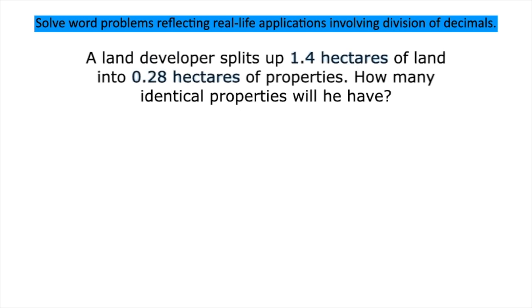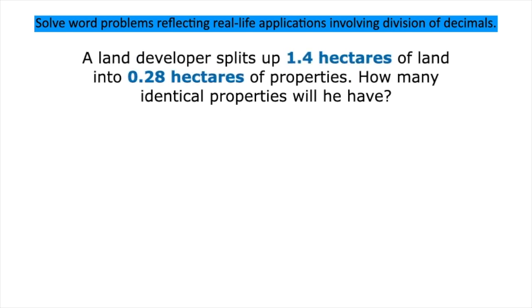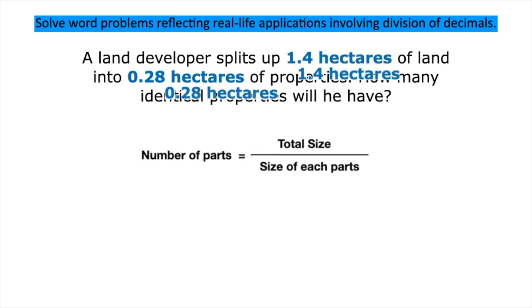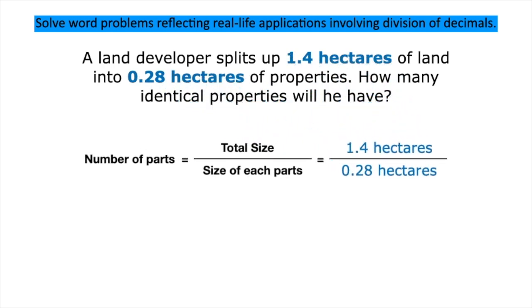So let us highlight the key information that we have here. So the total land is 1.4 hectares. And each piece has to be 0.28. So the number of parts is going to be equal to the total size divided by the size of each part. So that's a division problem. In other words, we are taking 1.4 hectares divided by 0.28.